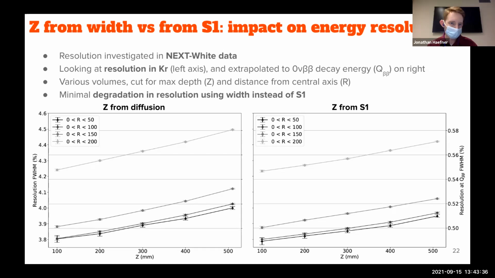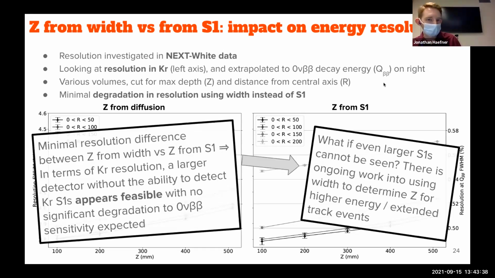So running a detector without the ability to detect krypton S1s appears feasible, although there is the possibility that larger S1s could also not be seen, and we need to do some ongoing work to look at doing this with higher energy.